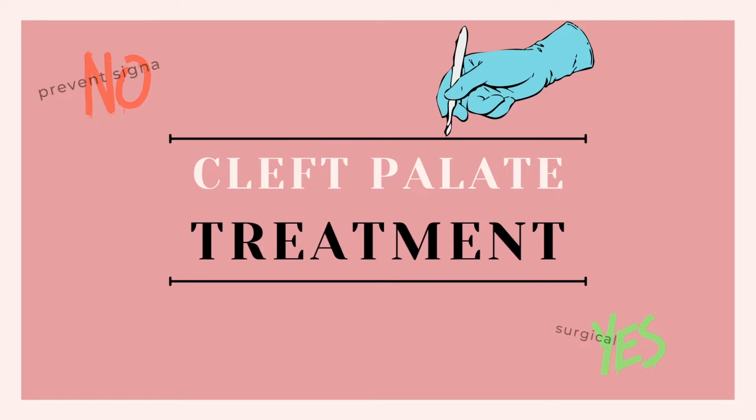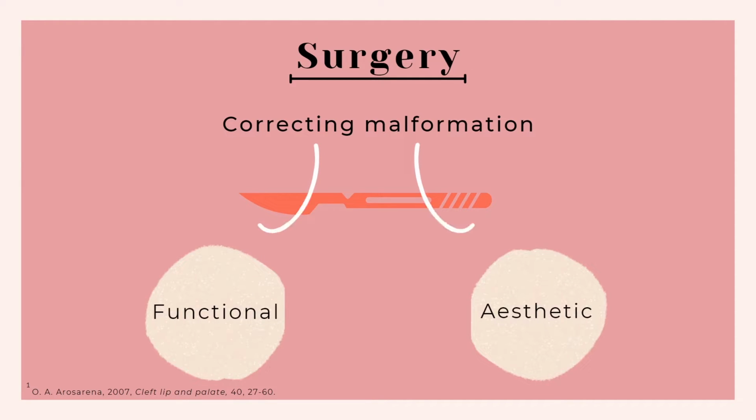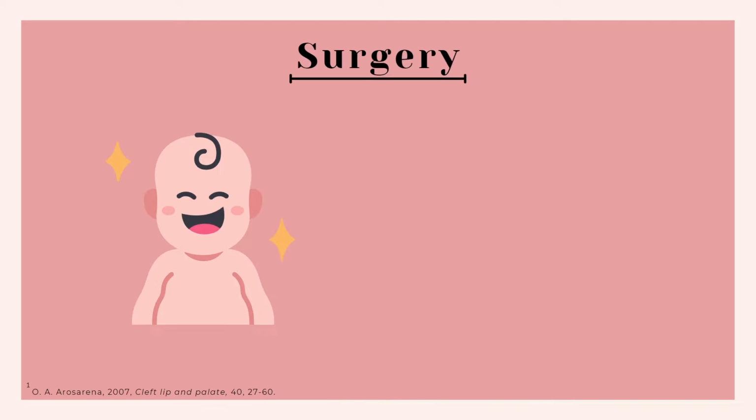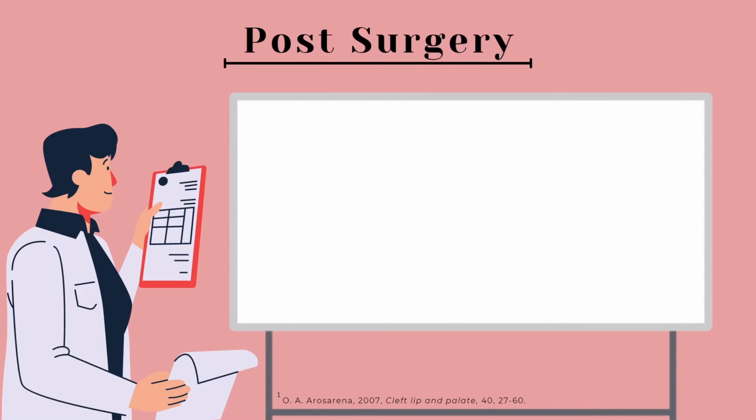Since right now we cannot prevent these signaling mishaps from happening, we can only surgically correct the malformations once the baby is born. It is important to perform this correction to achieve the functional and aesthetic well-being of the patient. The surgery can be performed once the baby is more than 10 weeks of age, usually at 12 weeks or 4 months old. After the surgery, the patients are fed using a syringe or a cup throughout recovery.